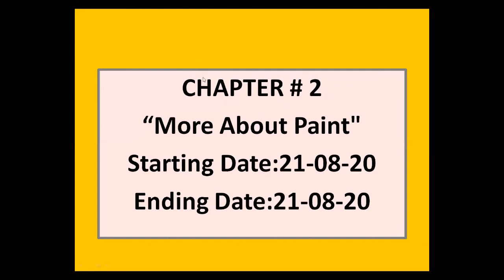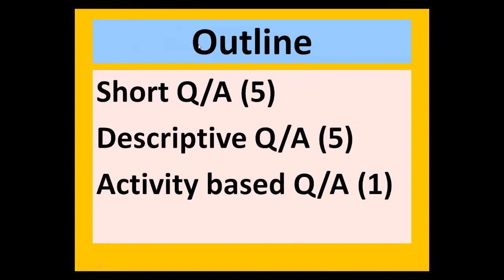Chapter number 2. First, you draw the title page in your copies. Write down the chapter name, More About Paint, the starting date 21/8/20, and also write the ending date. On the next page, write down the outline: short question answer 5, descriptive question answer 5, activity based question answer 1.